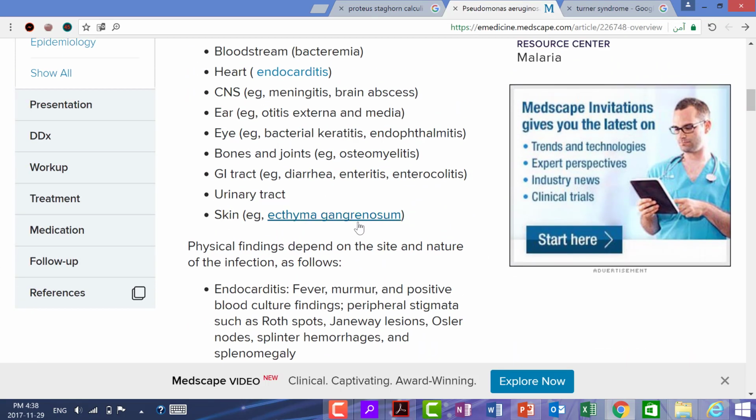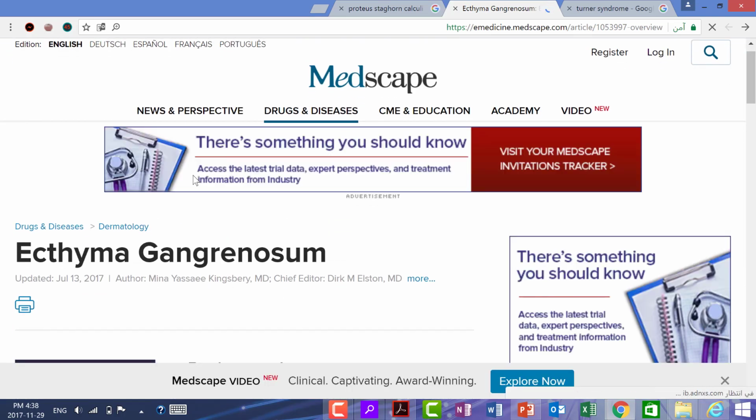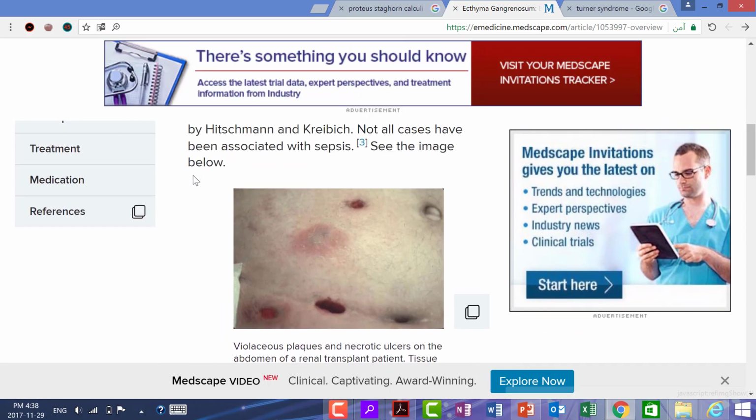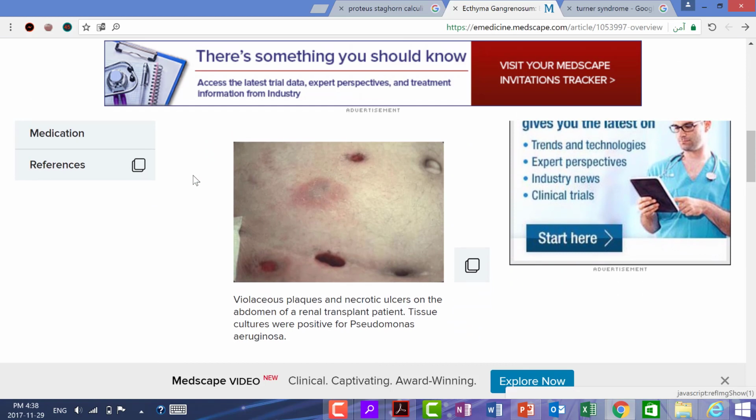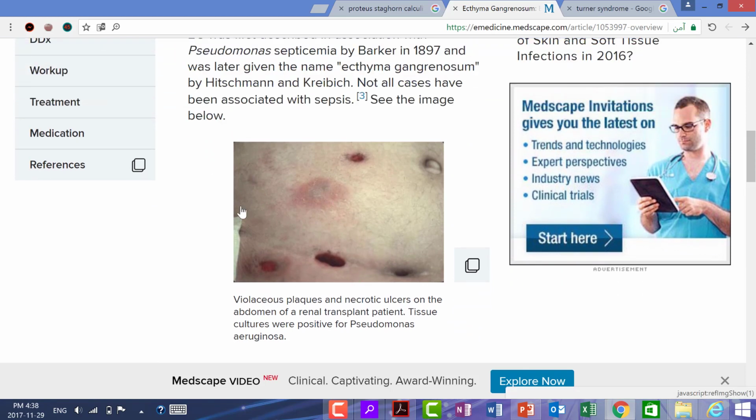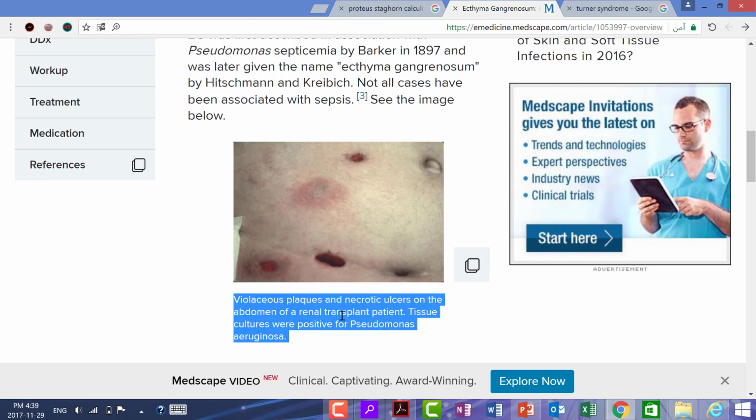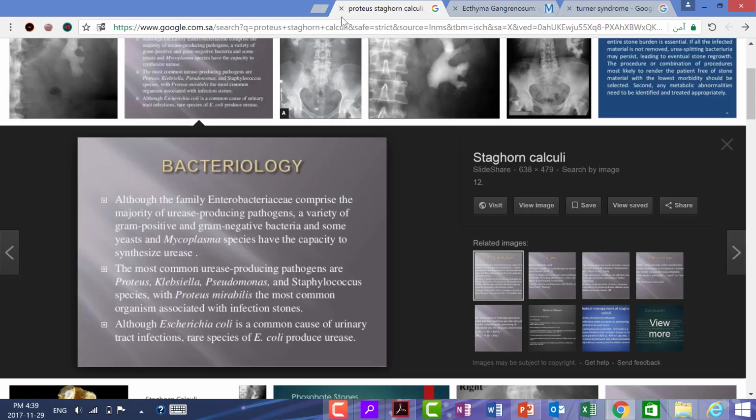And then the skin. And you see, it's always the dangerous thing. This is ecthyma gangrenosum. Here is a picture of this ecthyma. Oh my god. So plaques and necrotic ulcers on the abdomen of a renal transplant patient. As you mentioned, it's common in nosocomial infections and immunocompromised patients as well. So that takes care of it.